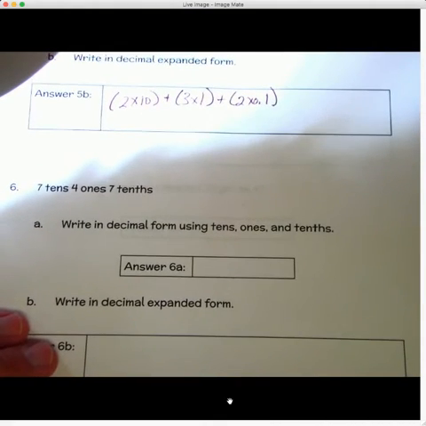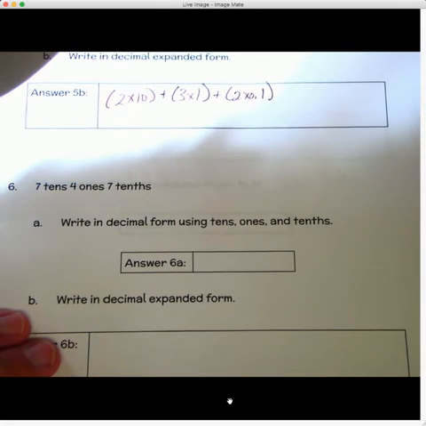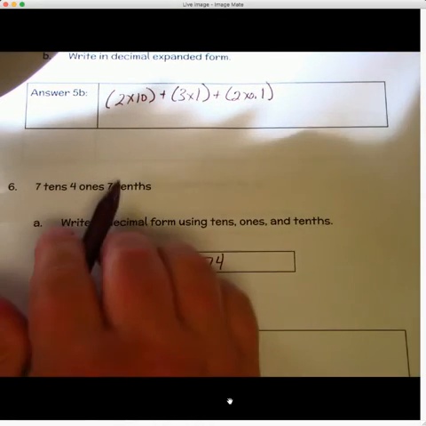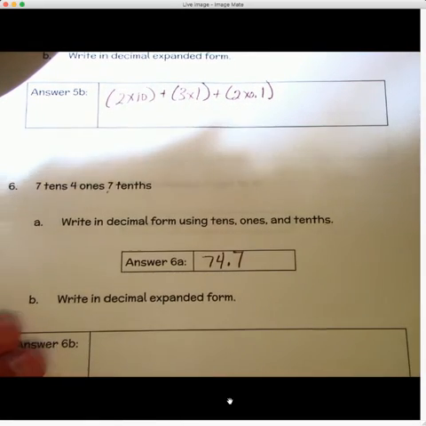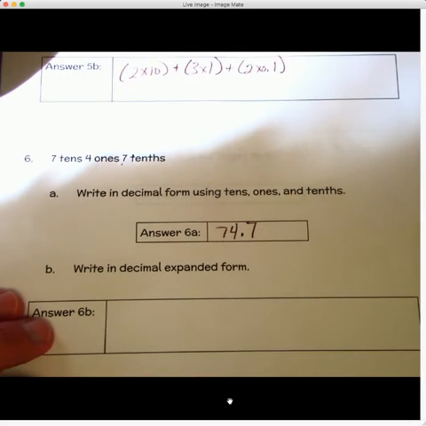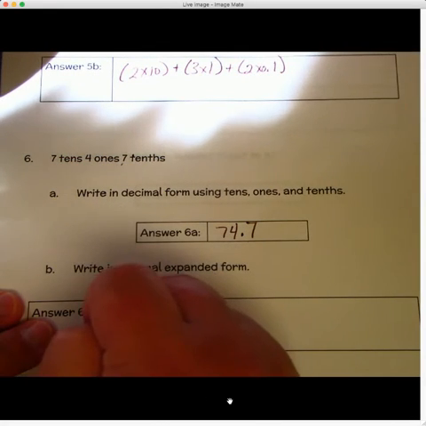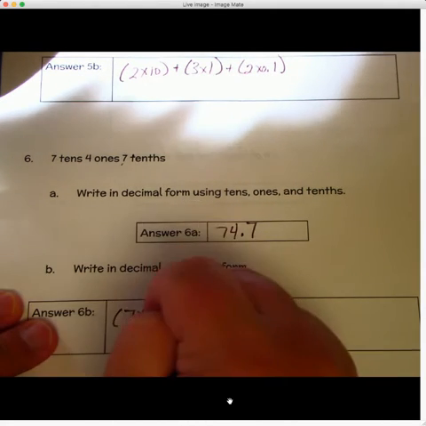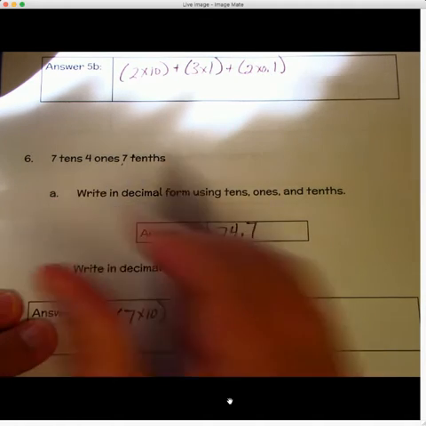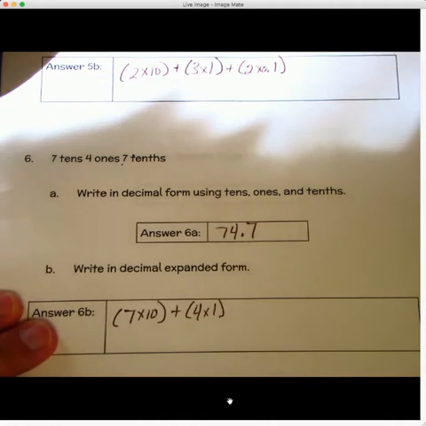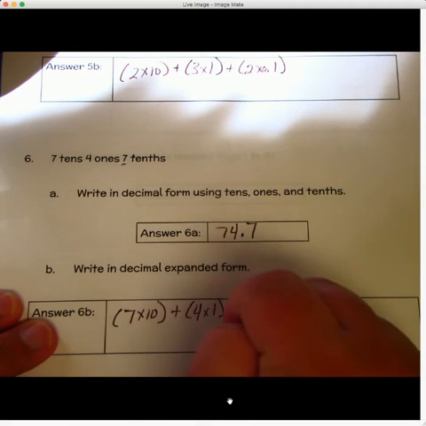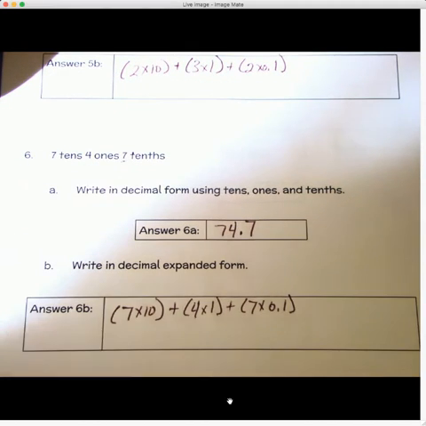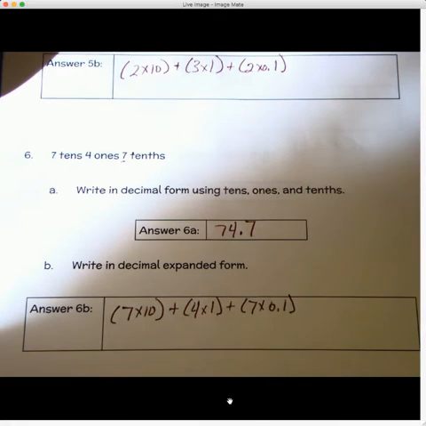All right, this next one, number 6, 7 tens, 4 ones, and 7 tenths. A 7 in the tens place, a 4 in the ones place, and a 7 in the tenths place. Maybe I'll get it right this time without making one mistake. You think I can do it? Let's see. 7 times 10, there's 7 in the tens place, plus 4 times 1 in the ones place, and plus 7 times 0.1 for the tenths place. There we go. I don't think I messed up that time.